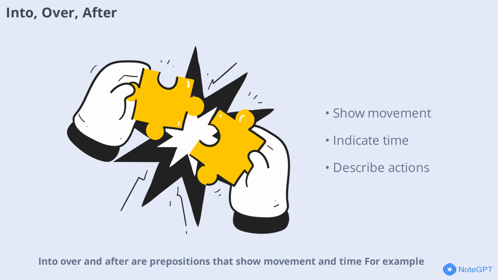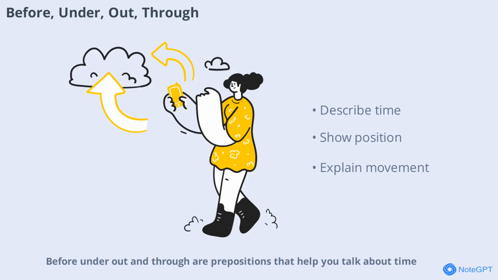Into, over, and after are prepositions that show movement and time. For example, go into the room, jump over the fence, or after lunch. These words help you talk about where and when things happen. Before, under, out, and through are prepositions that help you talk about time, position, and movement.